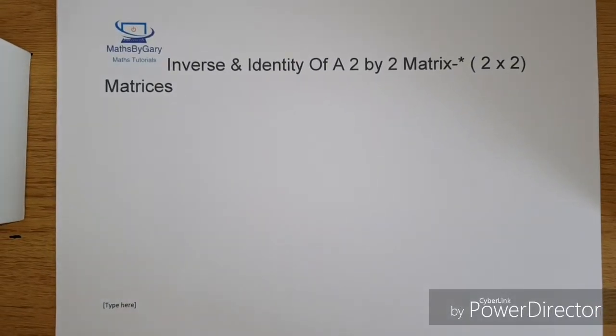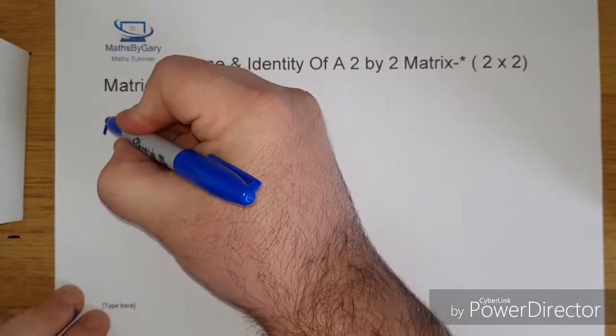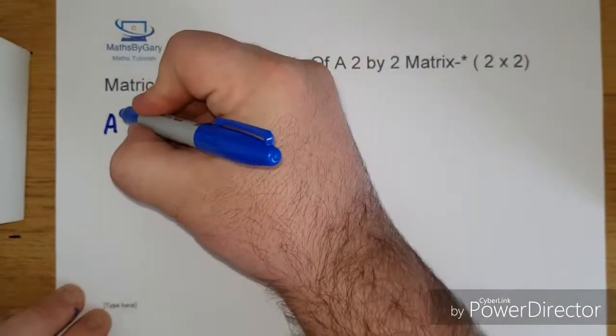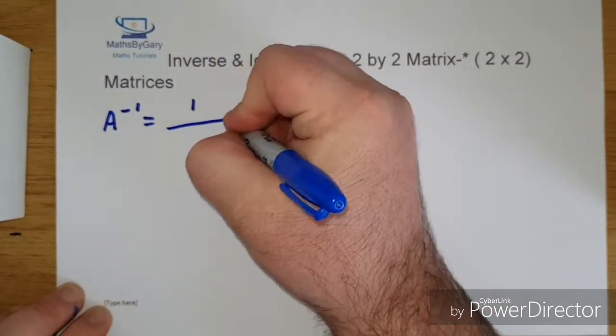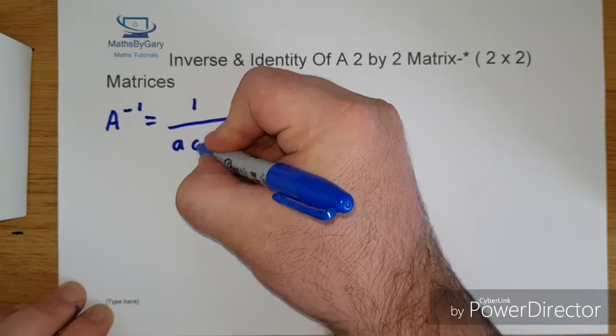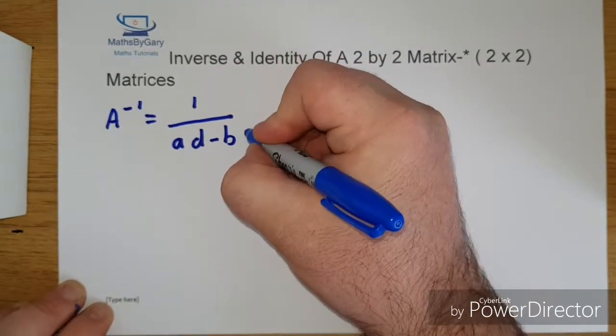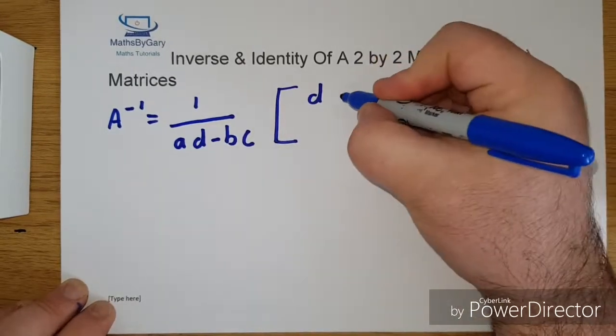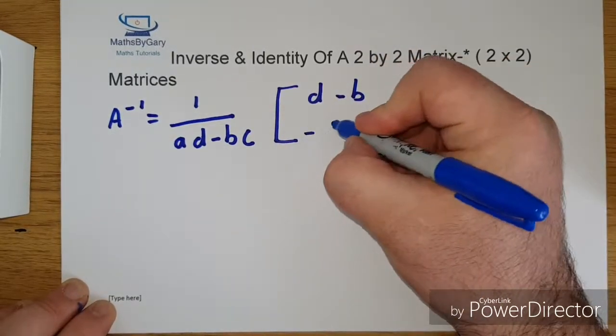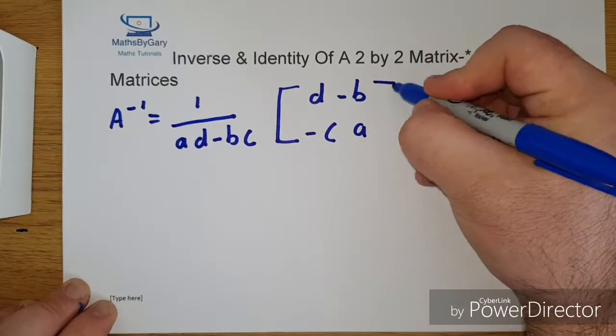Today we're going to take a look at the inverse and identity of a 2x2 matrix. So we're going to find out how to calculate the inverse of a matrix. For matrix A, the inverse of matrix A would be A to the minus 1, and that equals 1 divided by AD minus BC, and then multiplied by D, minus B, minus C and A.